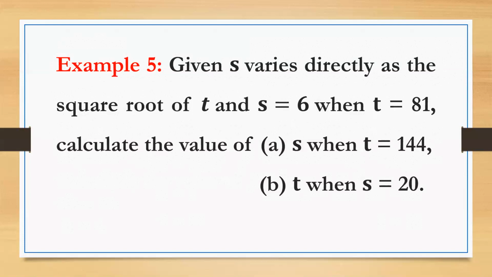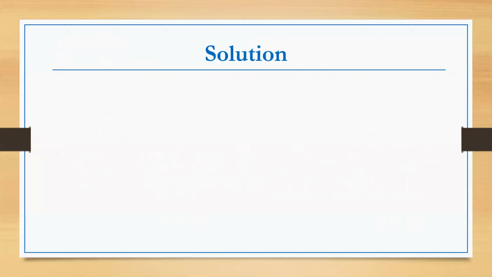Now, very often in questions, you are not asked to find the equation. But even if you're not asked to find the equation connecting the two variables, you have to find the equation, because with the equation only can I find the unknown values. So here s varies directly as the square root of t. So I will get s equal to k square root of t, where k is a constant.